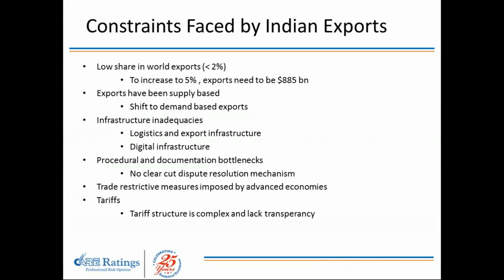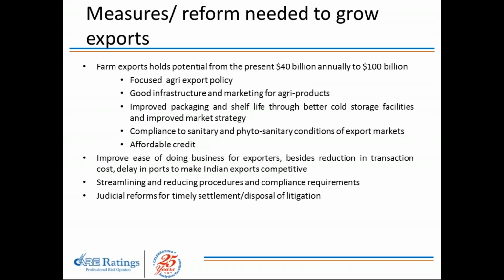Higher tariffs too have been a constraining factor. The structure of India's tariff and fee system is complex and lacks transparency. In order to grow exports, various measures and reforms need to be undertaken. A few have been covered here.